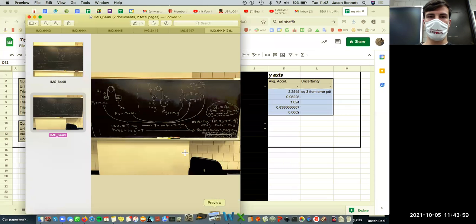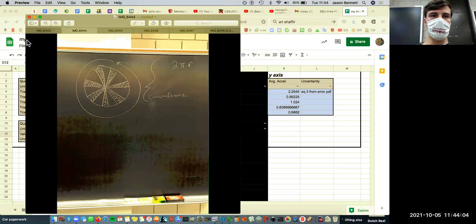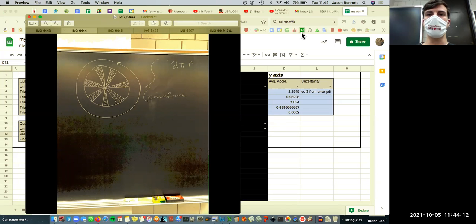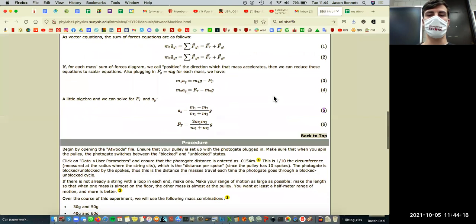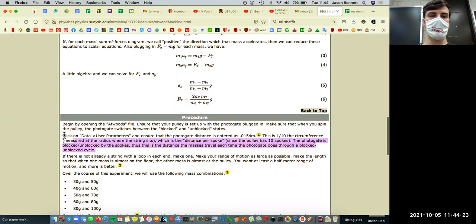Okay, so now let's talk about the actual equipment. We have something similar to last lab, where we used the picket fence and converted the length of the segments to physical units. Basically, what this paragraph right here is telling us is that last lab we didn't have to do that. We could have clicked on data, then user parameters, and inputted the photo gate distance as that segment that we could have just measured.